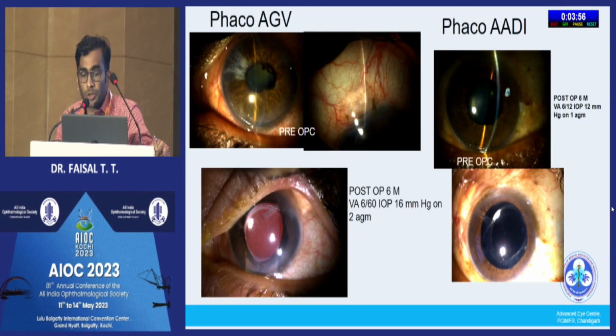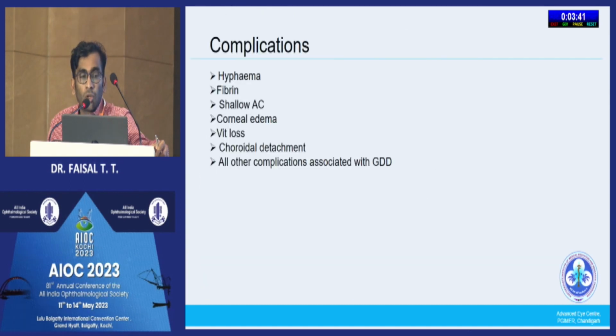So these are the pre-op and post-operative pictures. The first AGV patient required more medication, with 16 millimeters of pressure now after 3 to 6 months follow-up, and the ADI patient performed relatively better with 12 millimeters of pressure on a single anti-glaucoma medication. The complications, as we know, are the usual ones like hyphema, fibrin, shallow AC, and sometimes corneal edema, and all the complications related to GDD like tube exposure, patch graft exposure, and plate uplift. These are the possible complications.